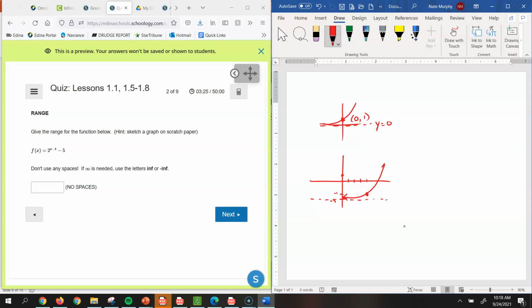So we want to find the range, though. The range for this, the lowest point would be at negative 5 and go up to infinity. So we type this in. We would put parentheses, negative 5, no spaces, and then type in INF for positive infinity.